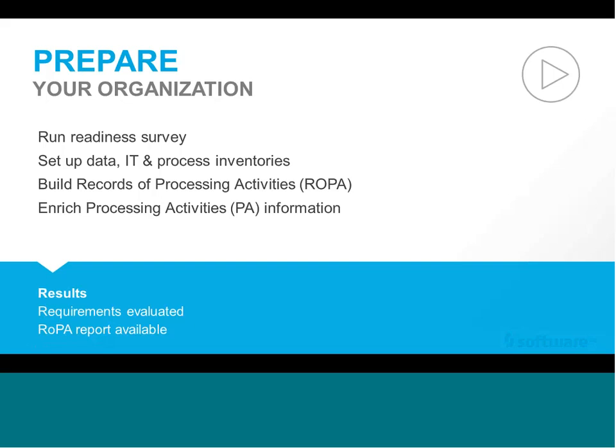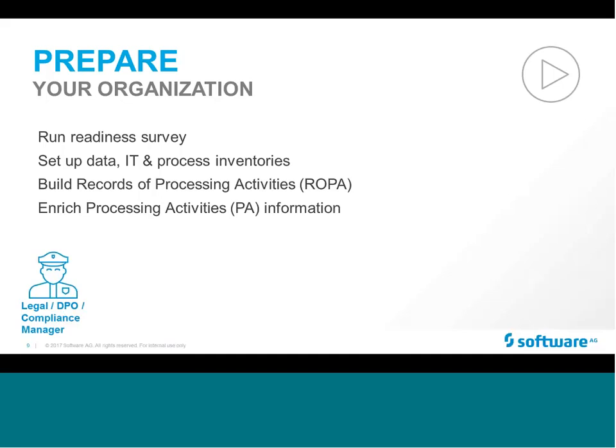On the first hand side, we see the readiness surveys capabilities. That means to find out where exactly are we standing in our company, where are the needs to take action and so on, according to GDPR regulation. Then taking in the center of our work the processing activities, generation and maintenance. We will have to help you to set up the data, IT and process inventories, and to build out of these the records of processing activities. And then we will enrich these processing activities with additional information. And having done this step, the results will be in a status that the requirements are evaluated, the requirements coming from the GDPR regulation. And furthermore, we will have the records of processing activities report available. This is something that, for example, is a requirement coming out of the GDPR.